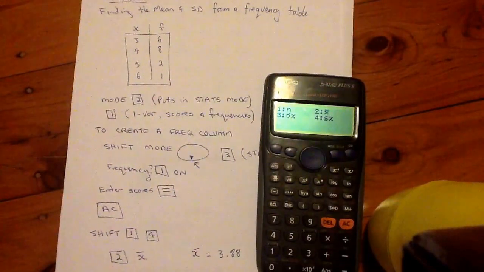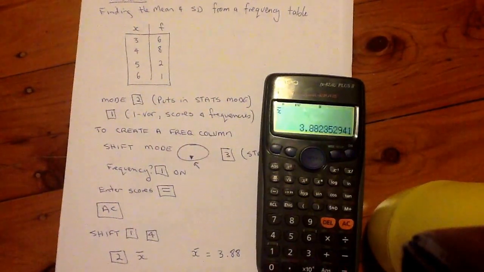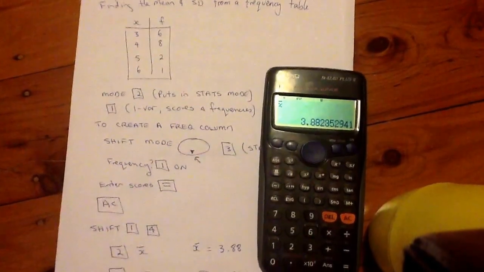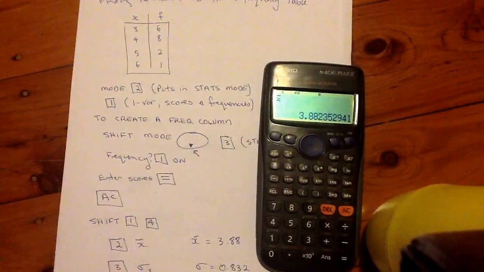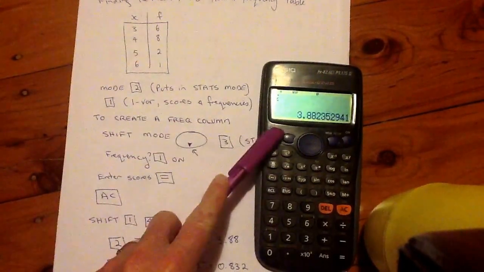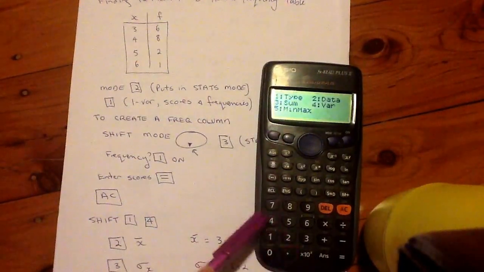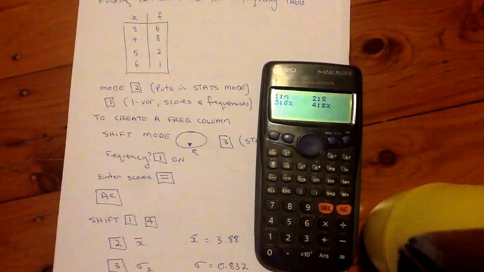Let's just work out what the mean is. So we need to press 2 for the mean, press equals, and we come up with 3.88. Okay, we then have to go back to where we were before, shift 1, 4 to take us into the screen where the information is.